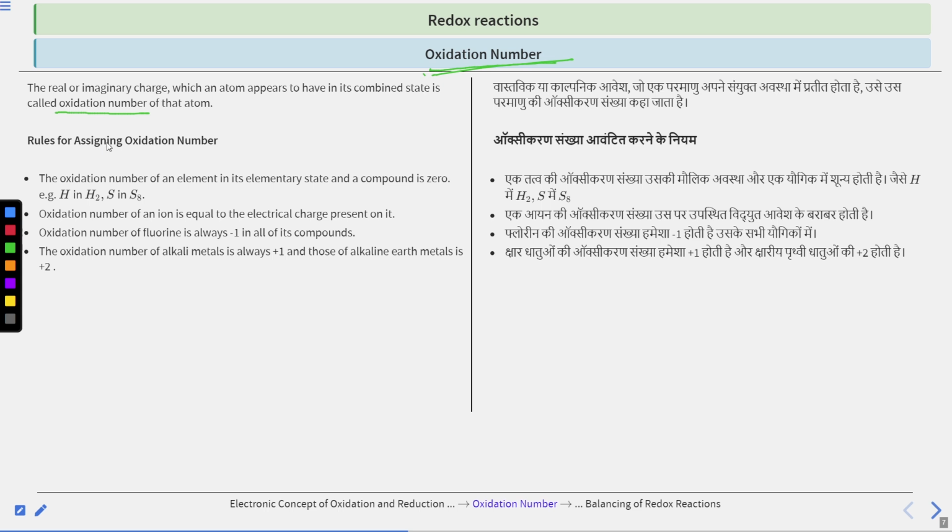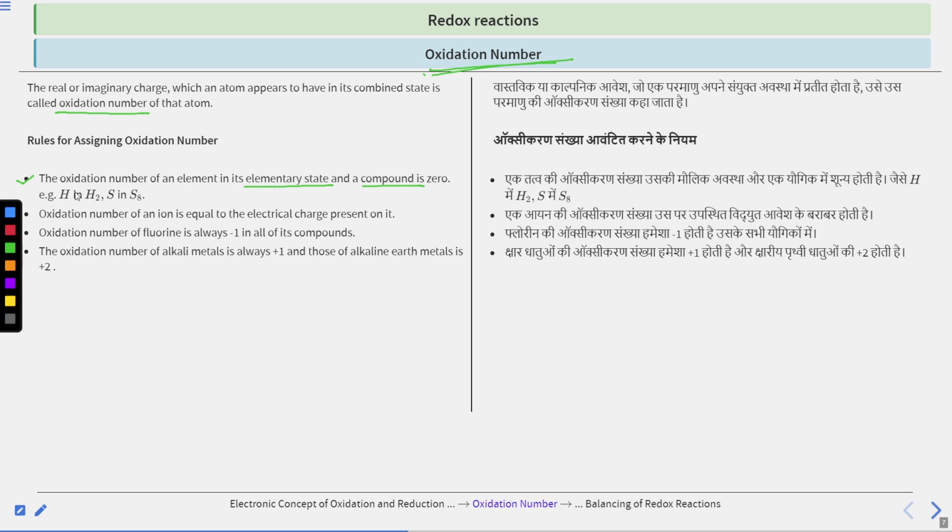So, rules for assigning the oxidation number. If we want to assign the oxidation number to a particular atom, how can we do that? There are some rules for it. First one: the oxidation number of an element in its elementary state and a compound is 0.